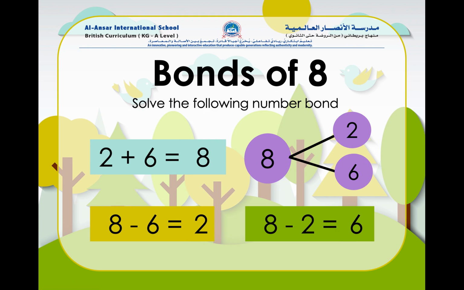And again, we can see that we're using the same three numbers all the time. So our bond remains the same. 2 and 6 makes 8. But if we have 8 minus 6, it takes 2, we have 2 left. So we're using the same three numbers, but we're changing the sign and the order of our number. We remember we're putting our big number first if we're doing subtraction.